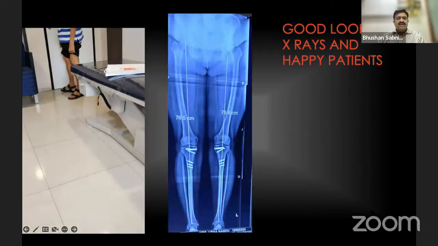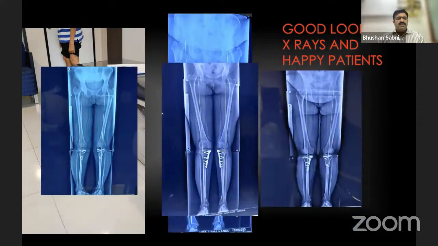If you have an X-ray like this, this is a colleague's wife for whom I did staged bilateral HTOs 6 months apart, and she's perfectly straight and perfectly normal. The first thing that she was worried about is the leg length discrepancy, and I said I can guarantee up to 5 millimeters of leg length discrepancy. I was lucky enough to get just 1 millimeter difference. So patients are generally delighted and happy about it.